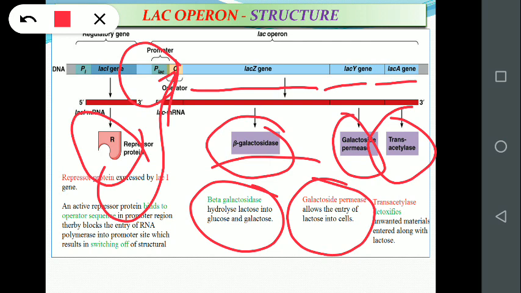So that is why it is called the operator sequence. If the repressor is there, it binds to the operator, stops the entry of RNA polymerase, and ultimately stops transcription. If the repressor is inactive, then the operator is free, RNA polymerase binds to the promoter site, transcription takes place, and finally the product is formed. So this is the basic structure of the lactose operon.